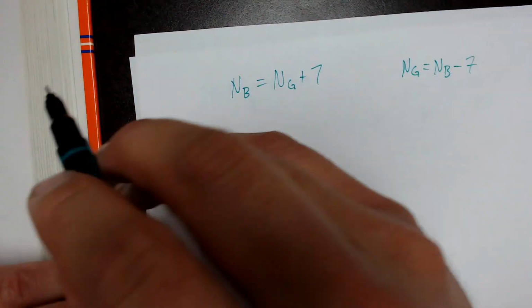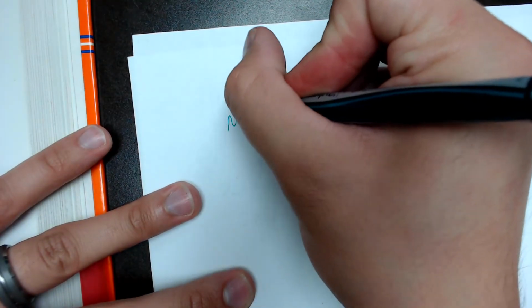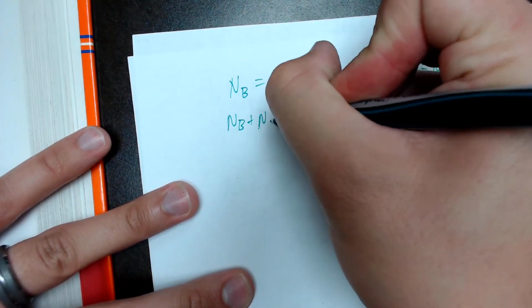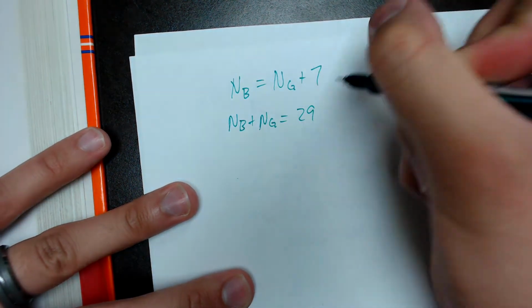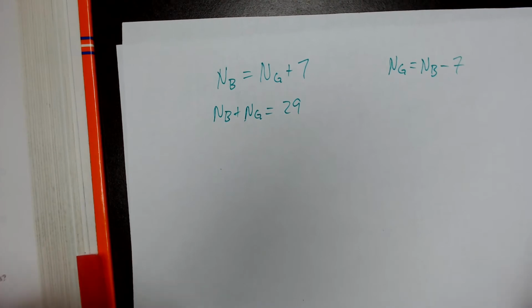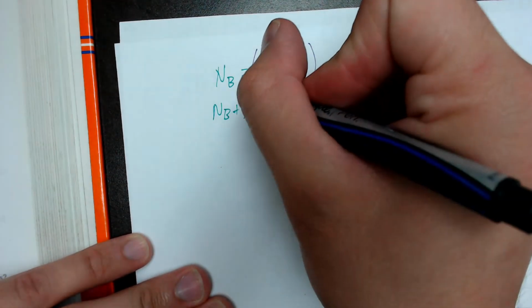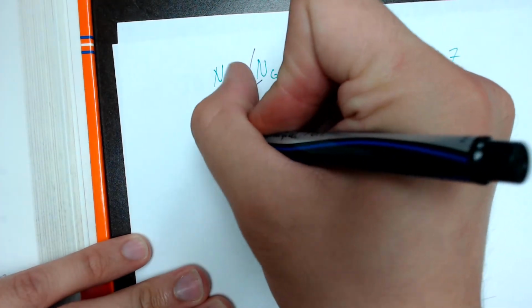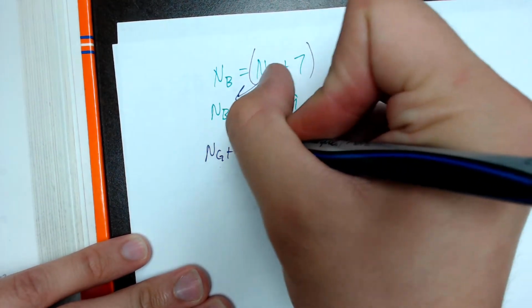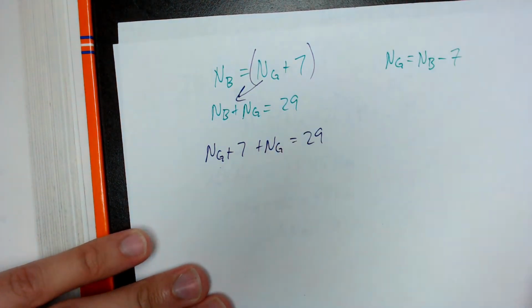Now the other thing they tell us is that there are 29 pupils in the class. So total number of students: number of boys plus number of girls is going to equal 29. Now we're going to use substitution to solve. We'll take this and we will substitute right there for number of boys. So number of girls plus 7 plus number of girls equals 29.